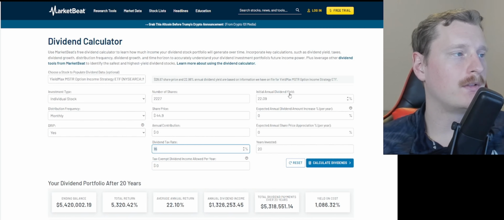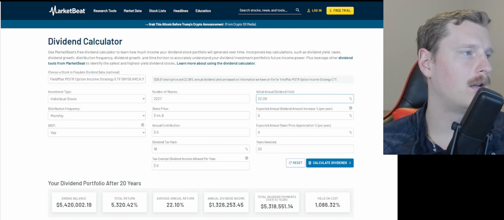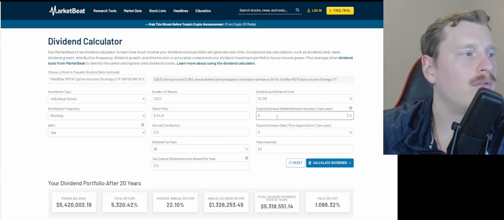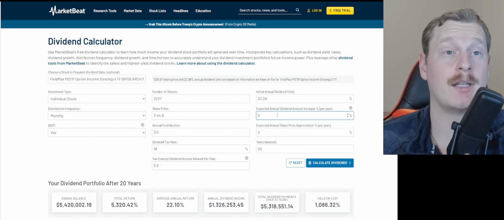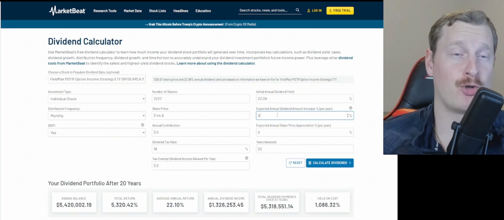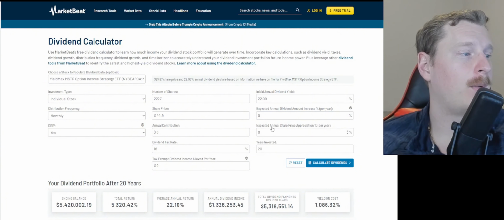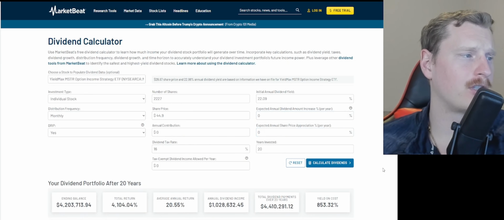The initial annual dividend yield was, I think, $22.09. Let me verify that. Yes, 22.09%. So that's good there. So we're going to expect a 0% annual appreciation. Technically it's decreasing, but if you put a negative number in this calculator, for whatever reason, it's going to freak out. I can show you, but I don't want to use the Lord's name in vain again. And then the expected annual share price appreciation, we're just going to put 0. Just keep everything simple and do a nice 20-year calculation.